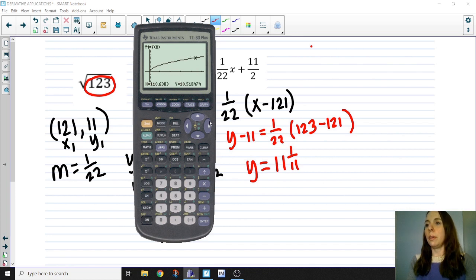I hope that when I hit this, it's going to put me where I need to be. Oops, I don't want to do that. I want to zoom to, enter. And look at that.